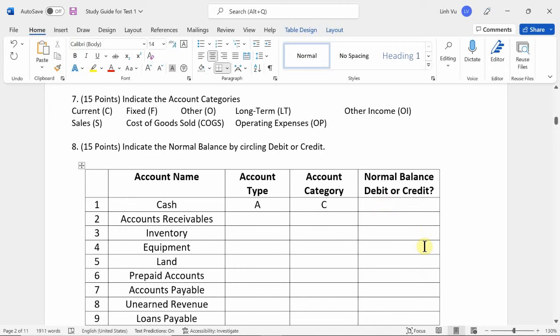And what kind of normal balance would this cash account have? So this is where your debit accounting model is going to come into play. Yes, because it is an asset, it normally increases with a debit.